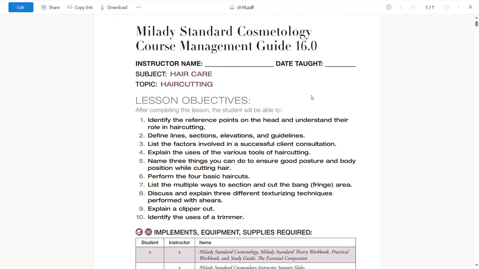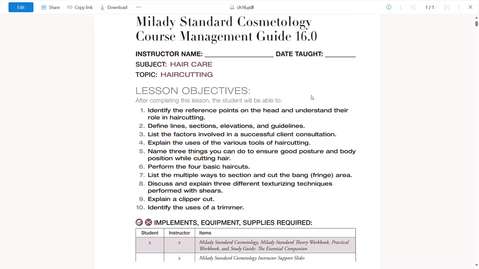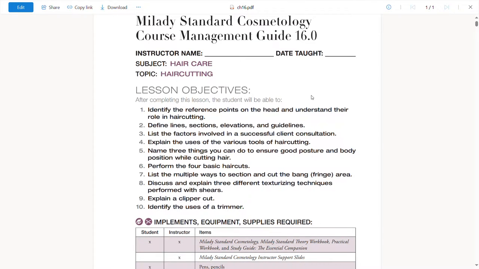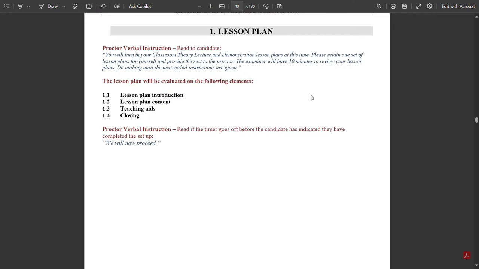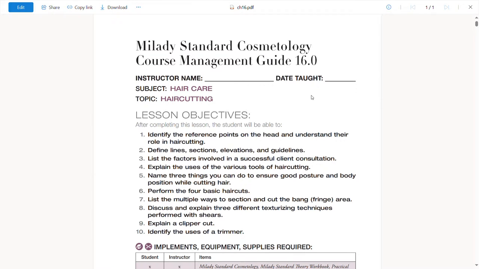The format of the lesson plan is going to apply to all disciplines, so don't worry that this isn't part of your discipline. So what do you need to have? The first thing that they were grading on was the introduction, right? So what do you need to have in your introduction?